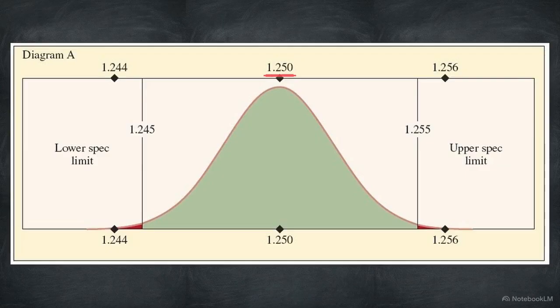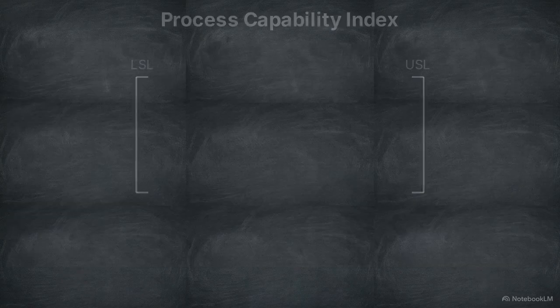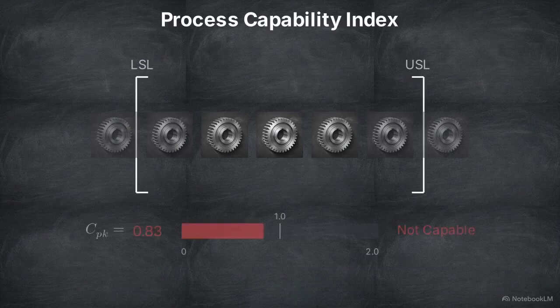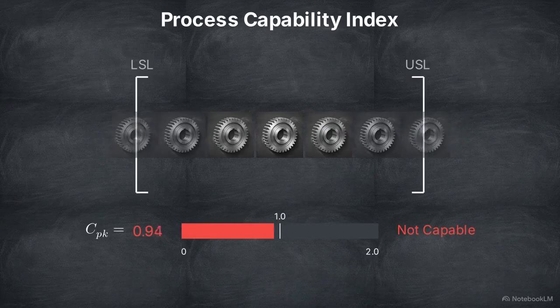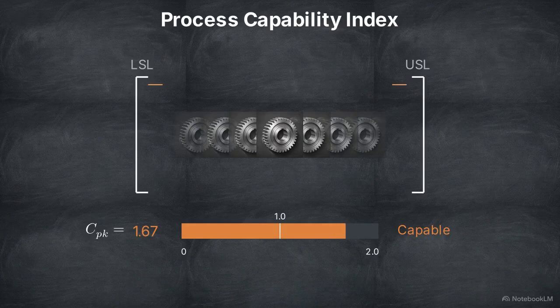Even with the mean perfectly centered, the natural variation of the machine is too wide. The red tails represent the probability of producing defective parts. This is process capability, measured by the Process Capability Index, or CPK. CPK is a ratio showing how well the produced parts fit into the range specified by the design.